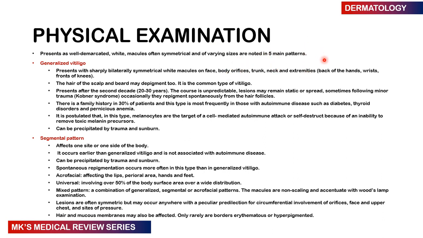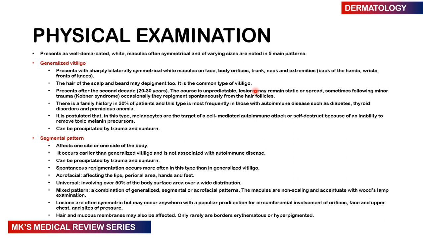They may be the back of the hand, the wrists, and even the front of the knees. And the hair and the scalp and the beards may sometimes be depigmented as well. Remember, this is the most common type of vitiligo and actually tends to present in the second decade. So patients usually will be between the age bracket of 20 to 30 years. Then the course is rather unpredictable, and the lesions may actually remain either static or sometimes they may spread.